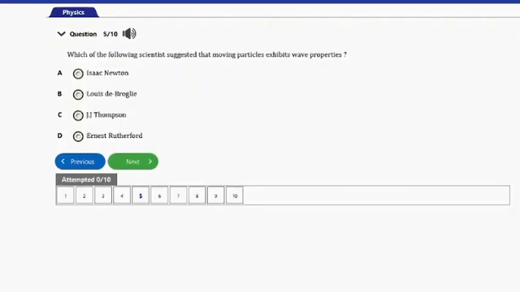A. Isaac Newton, B. Louis de Broglie, C. J.J. Thomson, and D. Ernest Rutherford. So guys, the answer to this question is option B here, Louis de Broglie. So that's it for this question. Let's go ahead and consider the next question, guys.